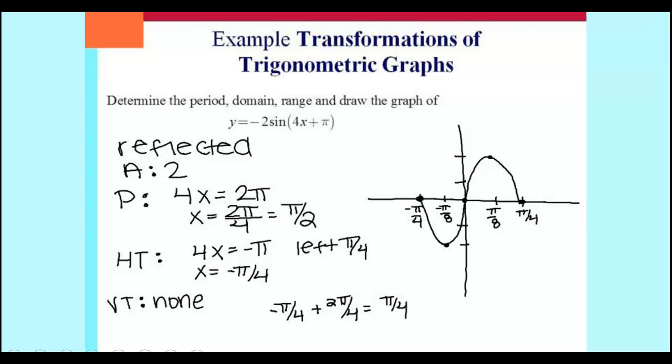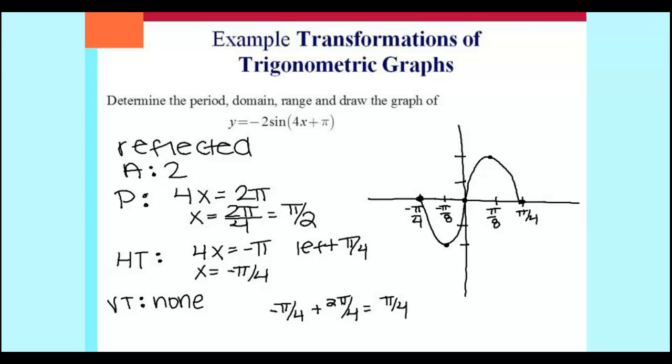So like I said, we're just going to skip it. I'll walk you through it a little if you want to talk about the numbers on it. The negative is your reflection. The 2 will stretch my graph. It's going to make it more narrow. The 4 is going to shrink the period. So what that means is this is going to occur faster. So instead of the period being 2 pi, my period is now pi halves.